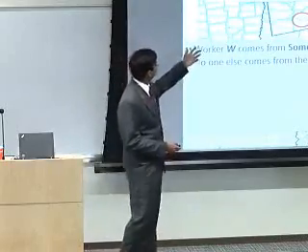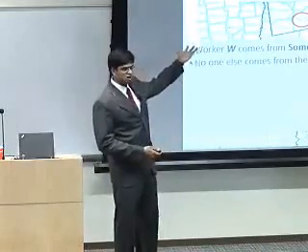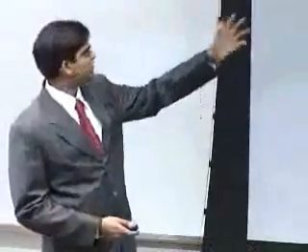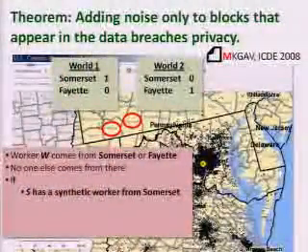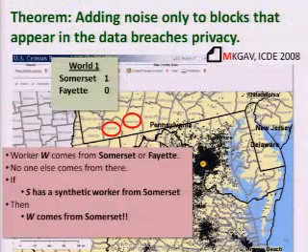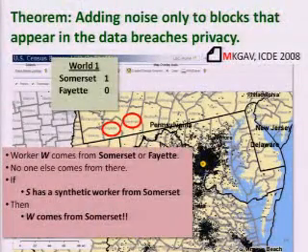Now, remember that we are not adding noise to those blocks that don't appear in the map. So in the first case, you will not add any noise to Fayette, and therefore it won't appear in the synthetic data either. Similarly, in the second case, you won't add noise to Somerset and it won't appear in the synthetic data. But now if you do see a synthetic worker from Somerset in the output data, then you know that world 2 is not possible, and therefore you know exactly where this worker comes from, thus breaching his privacy.